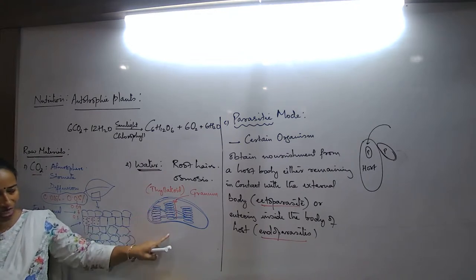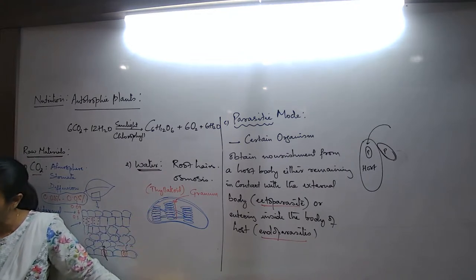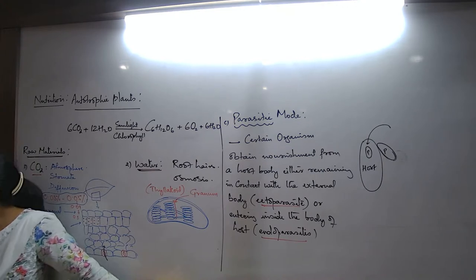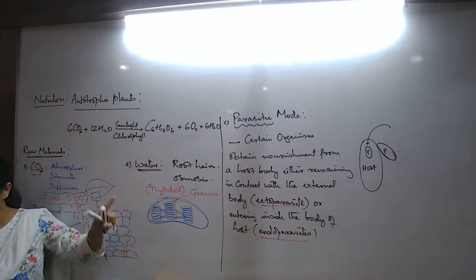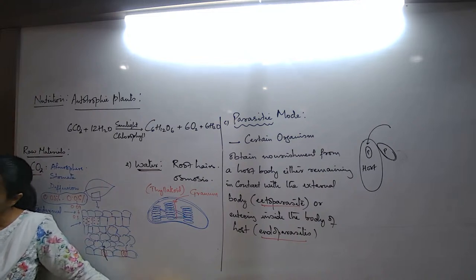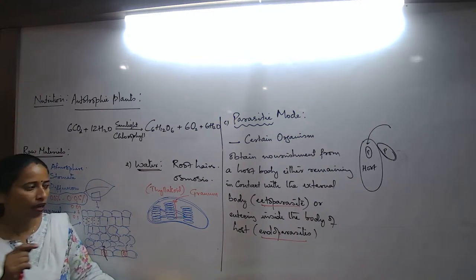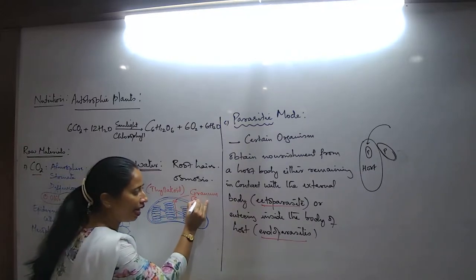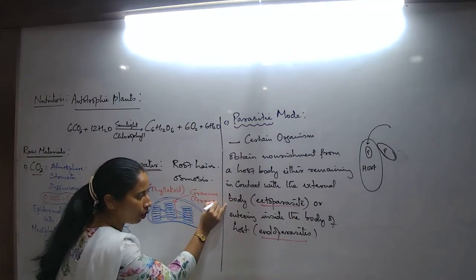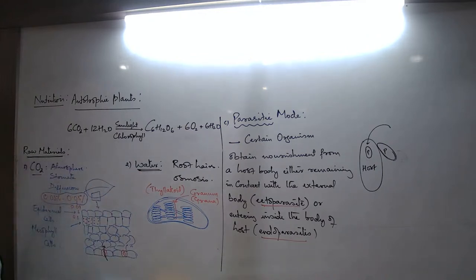So this entire stack is known as what? Granum. And what are these plate-like structures called? Individual plate-like structures are called thylakoid. A group of thylakoids is granum. Correct. A bundle of thylakoid is a granum, singular. But if I have to name this together, I will say grana. Now I will say grana. Then what is the difference? Grana is plural. It is the same thing.